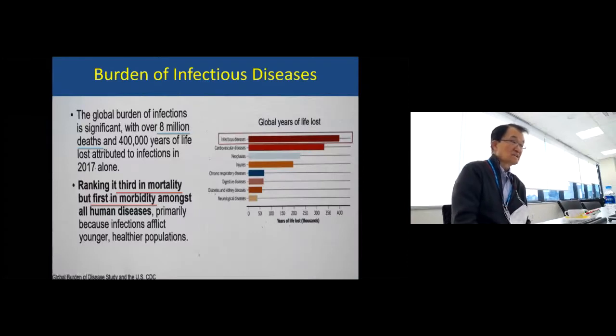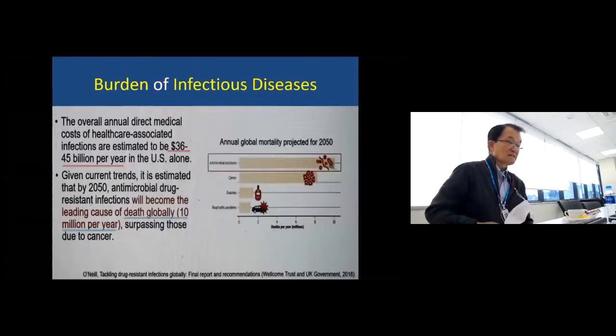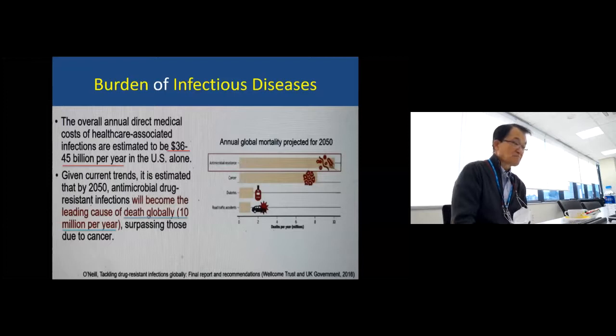As you see on this slide, there's a big global burden of infection. In 2017, there were more than 8 million deaths related to infection. And that is third in mortality, first in morbidity among all human diseases. So that's why it's a big problem. And this slide also showed 36 to $45 billion per year in the United States related to management of the infection.